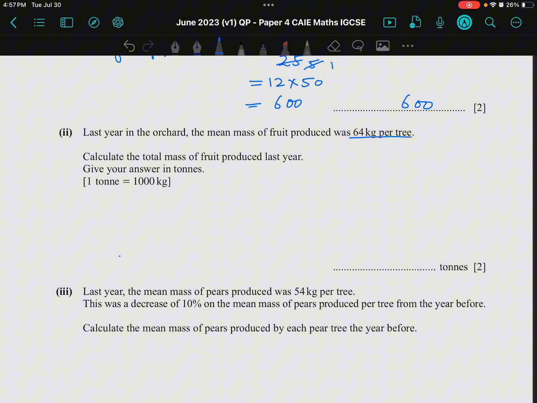Calculate the total mass of the fruit produced last year. Give your answer in tons. So first of all, to find the mean, this is the formula for mean. Mean mass is equal to total mass upon total number of trees.